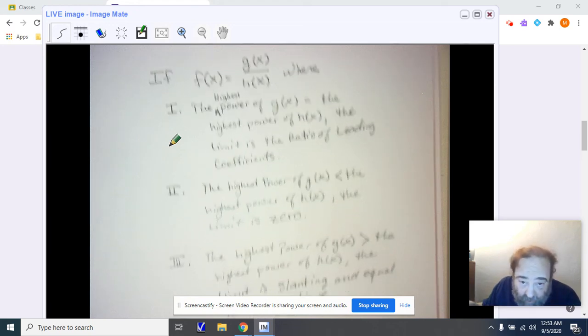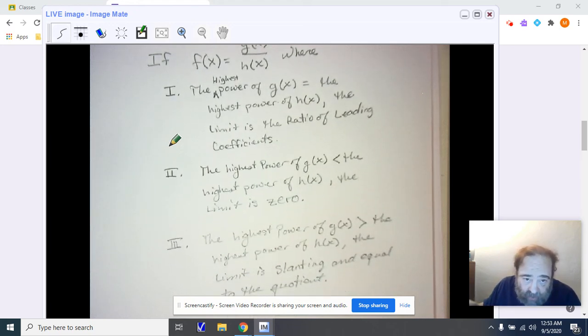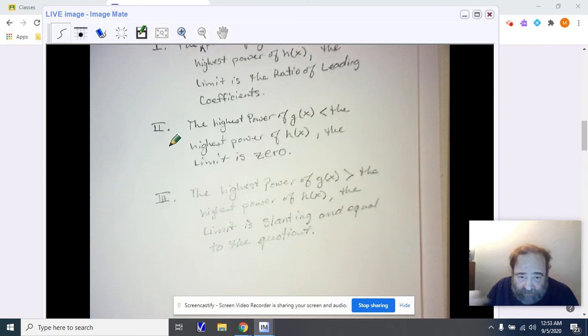If the highest power of g of x is less than the highest power of h of x, the limit is 0. And if the highest power of g of x is greater than the highest power of h of x, the limit is a slant limit and equal to the quotient. And to find our limit, we're going to be checking to see if we go to positive or negative infinity.